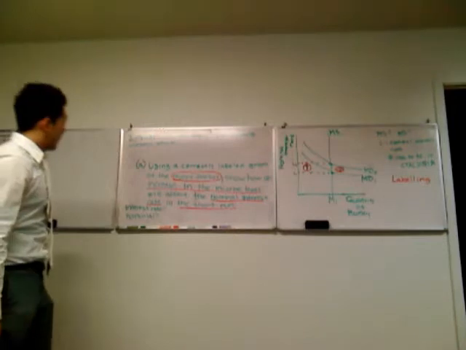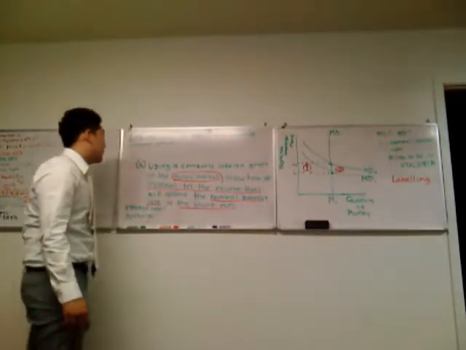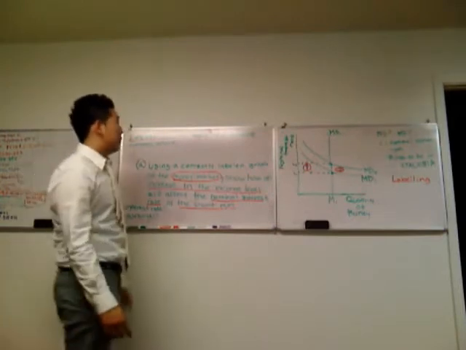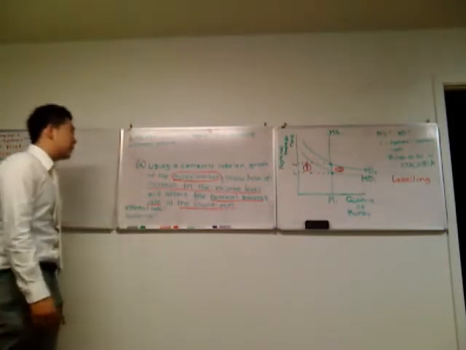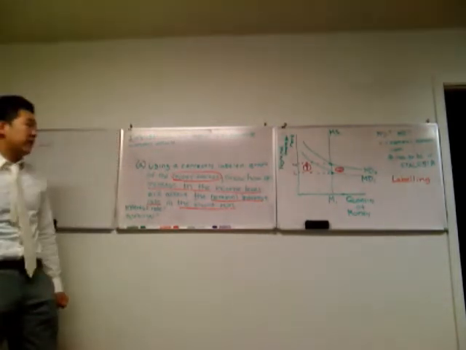Using a correctly labeled graph of the money market, show how an increase in the income level will affect the nominal interest rate in the short run.